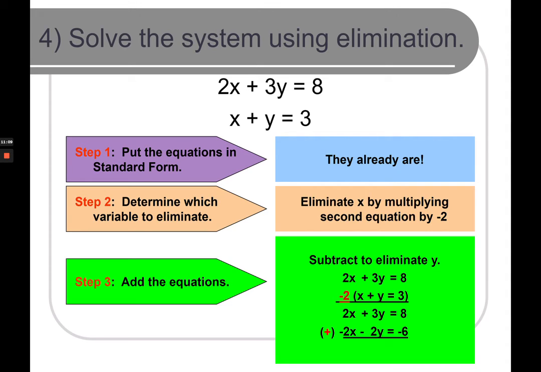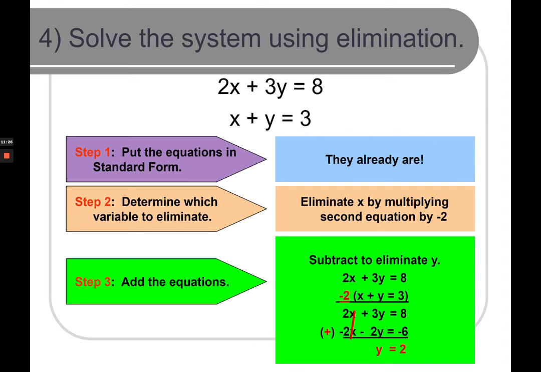After adding, x is eliminated. 3 minus 2 is 1y. 8 minus 6 is 2. Since it's already a 1y, that's actually already the value of y. We now found your y is equal to 2.